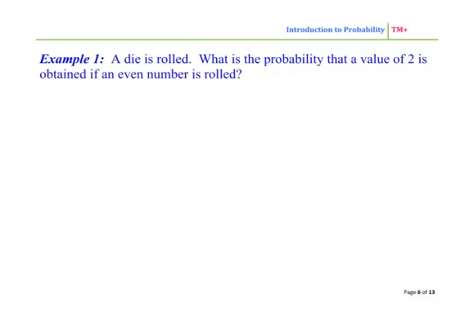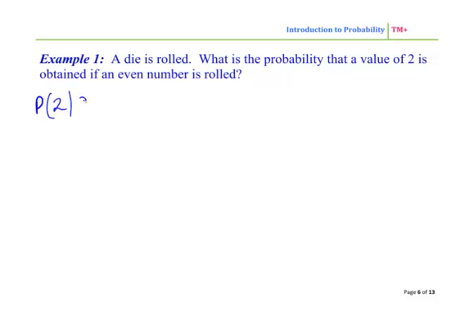A die is rolled. What is the probability that a value of 2 is obtained if an even number is rolled? So we already know we've rolled an even. So what's now the chance of having a 2? Now you should realise, well, if I already know it's even, it can be one of 3 things. So 1 in 3. But let's show why.